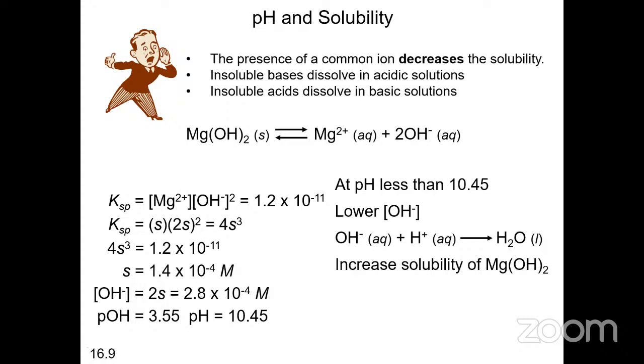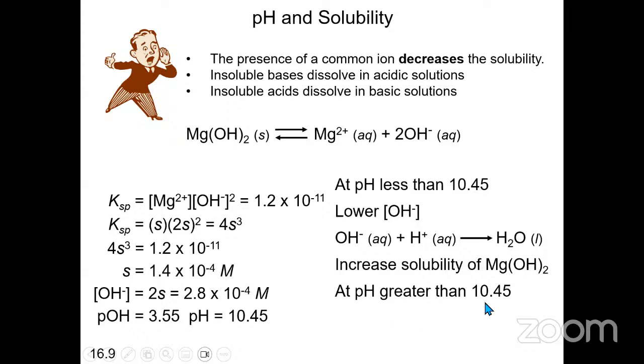You add acid, it decreases the concentration of the hydroxide ions, so the equilibrium will shift to form more hydroxide ions to the right, and therefore, as a result, the solubility of the magnesium hydroxide increases. And of course, the opposite will be true if the pH is greater than 10.45.